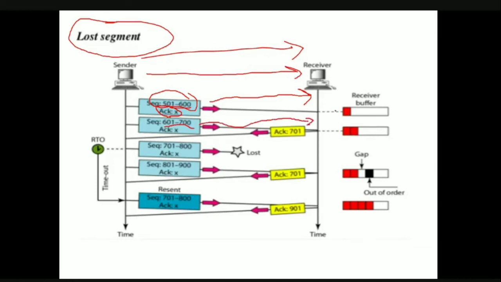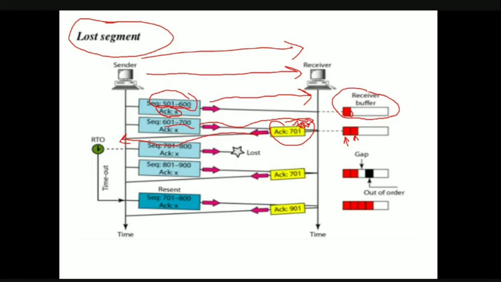Now if you see the receiver buffer, initially the first part of the receiver buffer has been filled. For the second time, the second part is also filled. First part and second part are filled. Now the receiver has sent the cumulative acknowledgement, ACK 701, that is it received up to 700. Now it is expecting from 701, and this is received by the sender.